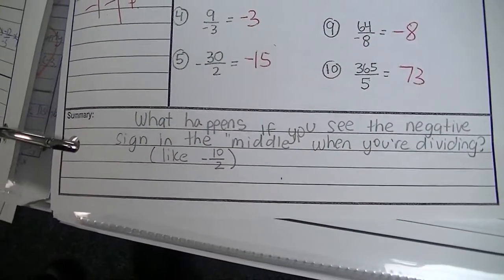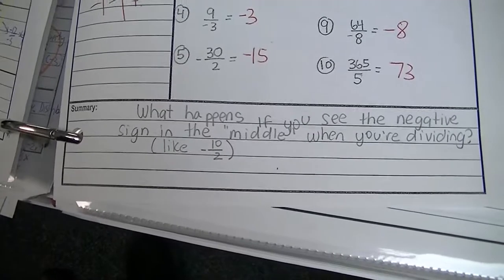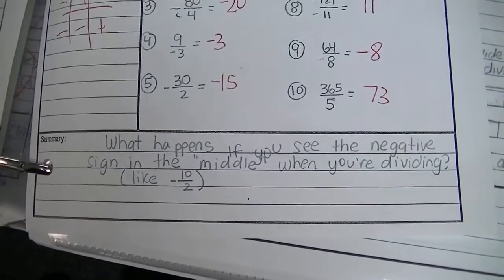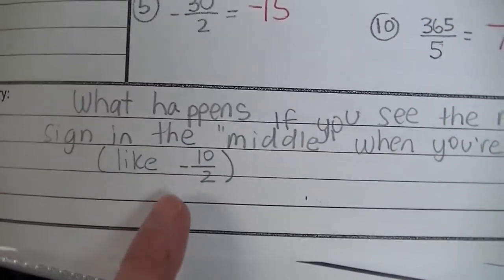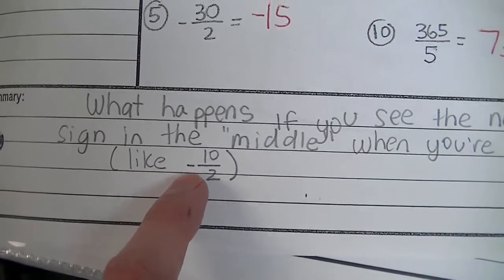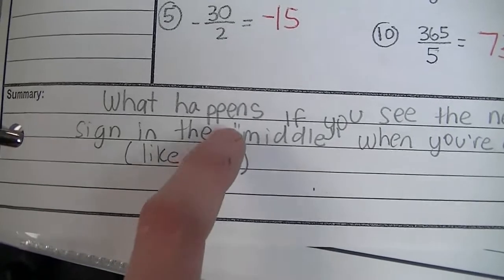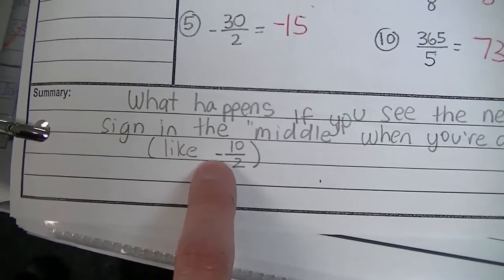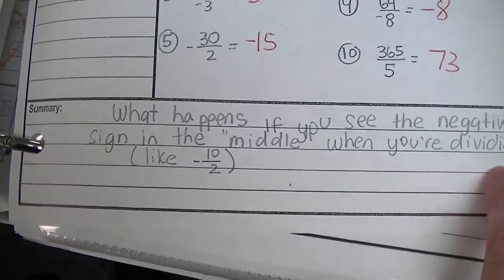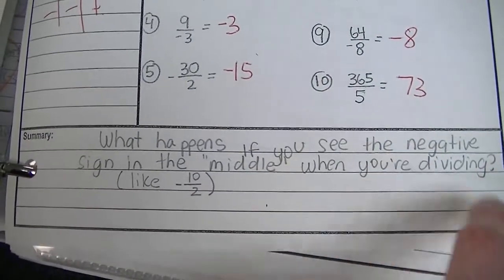Okay. For your summary, I want to know what happens if you see the negative sign in the middle when you're dividing. So if you had an example like this where you have a fraction and you have the negative sign in the middle and you're dividing the numerator by the denominator, what happens when the negative sign is in the middle? Please explain in a complete sentence if you're not going to rewrite the question.